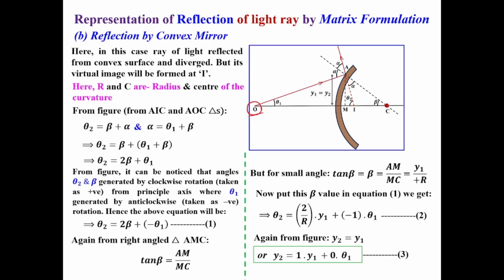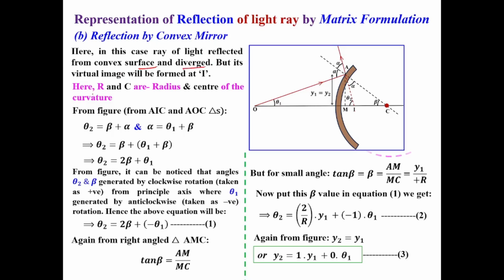If I consider object information, it is theta 1 and this height is y1, and image information is this theta 2 and y2. Here both y1 and y2 are the same height. Now I'm going to consider the dynamics of this reflection, and we are going to find the reflection matrix. Same thing I have written over here. In this case, a ray of light reflected from convex surface and diverged like this, but its virtual image will be formed at I, whatever I discussed.